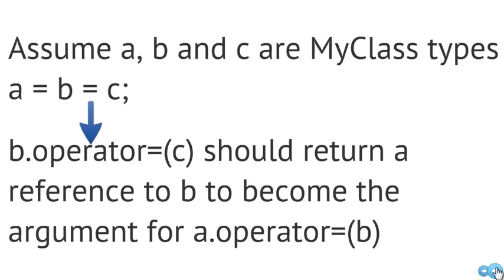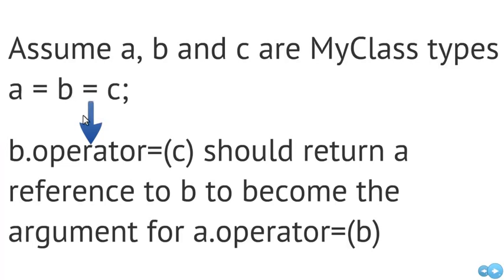So let's take a look at an example. Let's assume that we have A, B, and C, and they're my class types. And we were to do this particular operation here. So traditionally, we think of the assignment operator as being right to left associative as opposed to being left to right associative. So what that means is we would perform this particular operation here before we perform this operation here. So we'd be assigning this value of C to B, and then whatever that quantity would be to A.